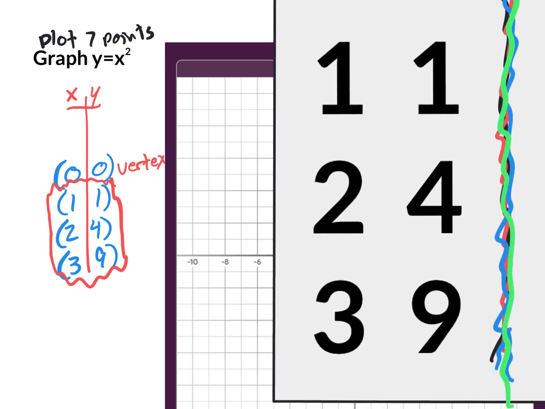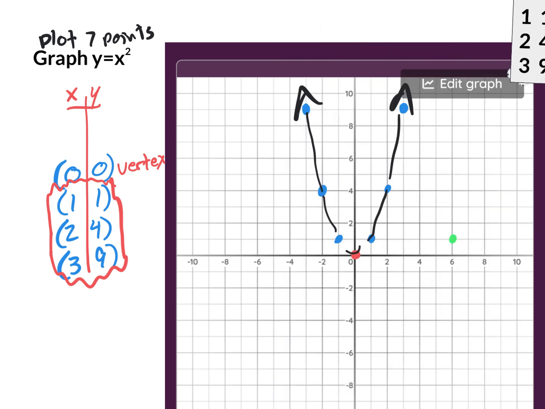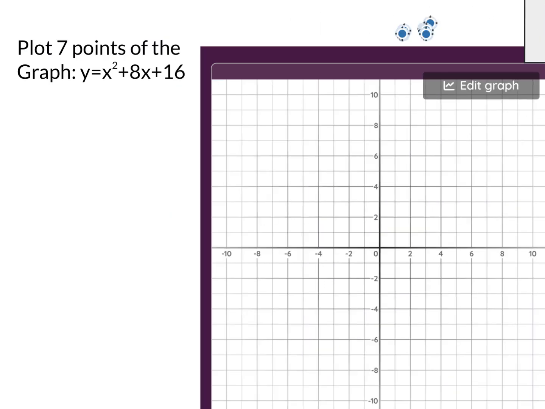And if the a value is positive, it's going to be opening up. If the a value is negative, it's going to be opening down. And let's use that to help us on future problems. So here we go. Let's graph this quadratic trinomial. How do we graph it? Well, you need to find the most important point first. So you probably want to jot this down in your notebook or on a piece of paper.